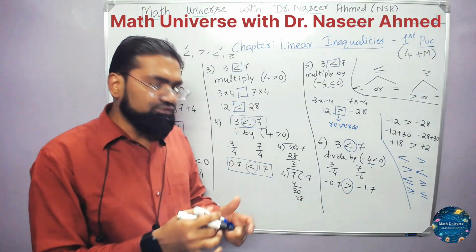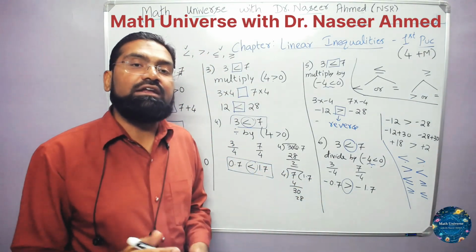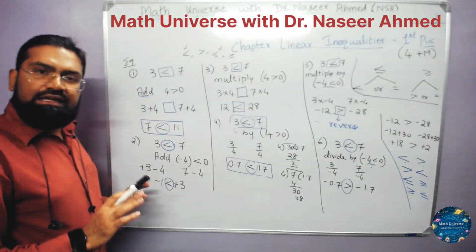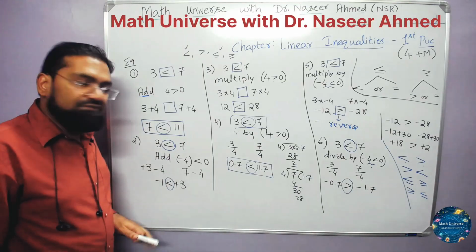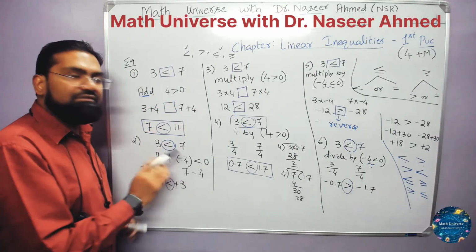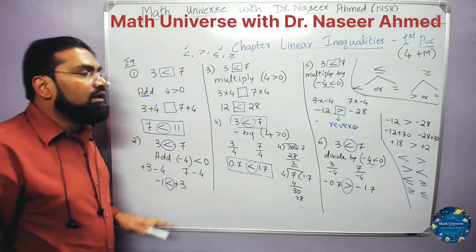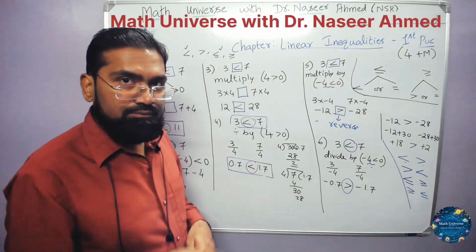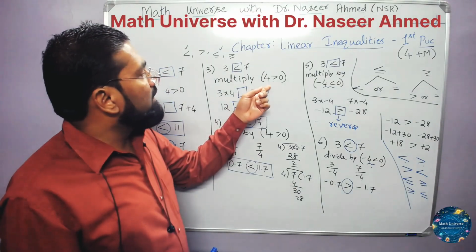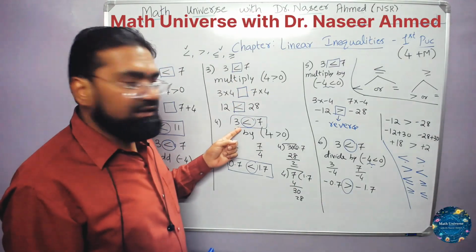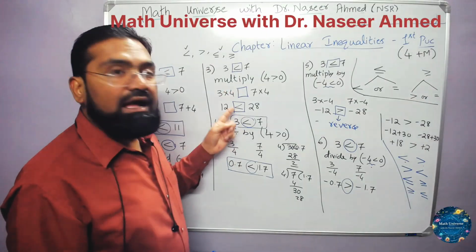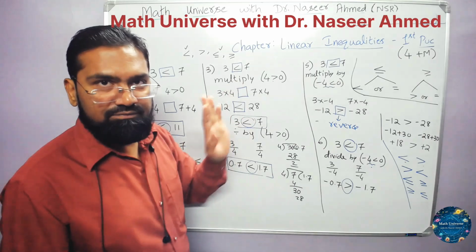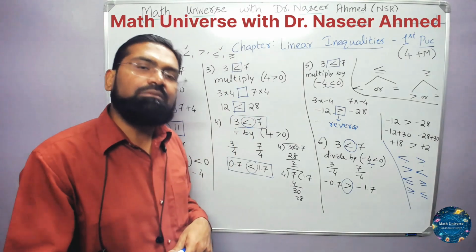So summary of the story, when actually inequality will remain same. Whenever you are going to add or subtract, inequality remains same. Whether it is a positive real number or a negative real number, no problem. But whenever you are multiplying, you have to be careful. If you are multiplying by a positive real number, inequality will remain same. And if you are multiplying by a negative number, the inequality will reverse. Whatever I am saying for multiplication, same thing for division.